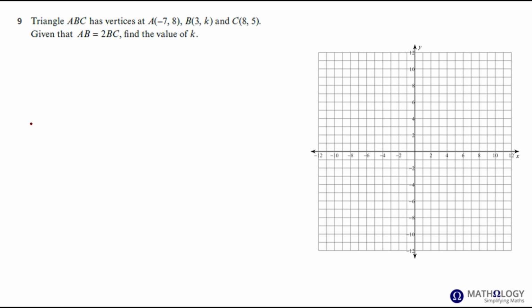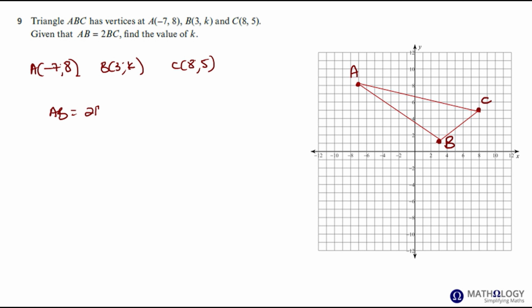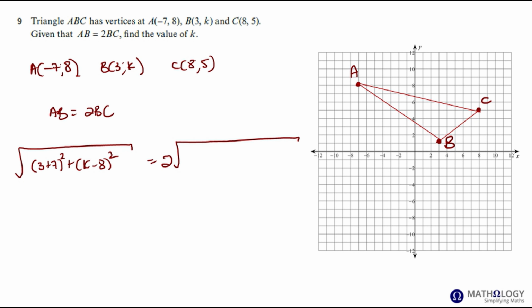Triangle ABC has vertices at A(minus 7, 8), B(3, K), and C(8, 5). Given AB is twice BC, find the value of K. So again, we're just going to plot the points that we can. So AB equals twice BC. AB is the square root of (3 minus minus 7) squared plus (K minus 8) all squared, and that equals twice the square root of (8 minus 3) all squared plus (5 minus K) all squared.